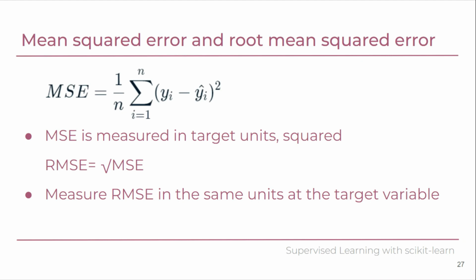Another way to assess a regression model's performance is to take the mean of the residual sum of squares. This is known as the mean squared error, or MSE. MSE is measured in units of our target variable, squared. For example, if a model is predicting a dollar value, MSE will be in dollars squared. To convert to dollars, we can take the square root, known as the root mean squared error, or RMSE.